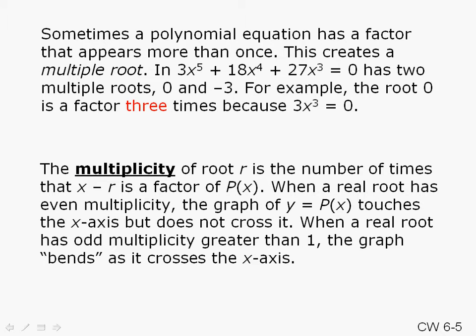The multiplicity of root r is the number of times that x minus r is a factor of p of x. When a real root has even multiplicity, the graph of y equals p of x touches the x-axis but does not cross it. When a real root has odd multiplicity greater than 1, the graph bends as it crosses the x-axis.